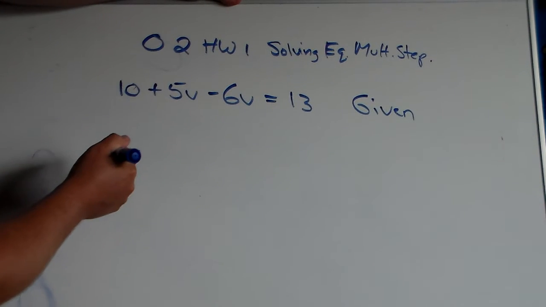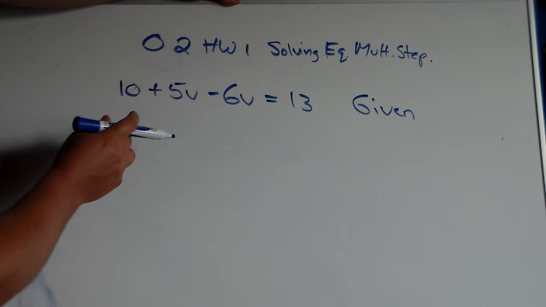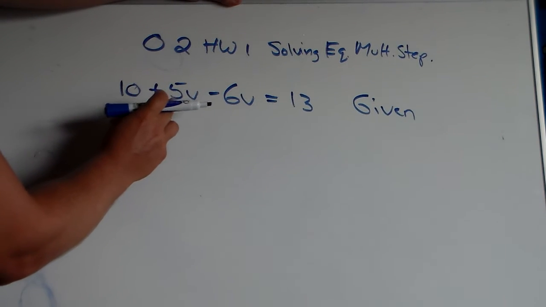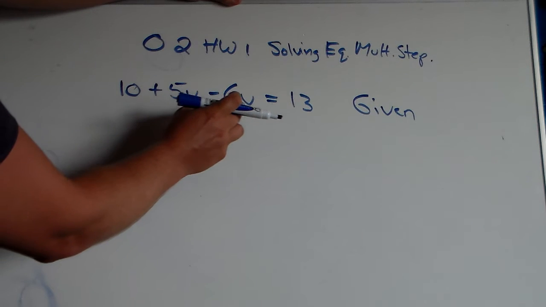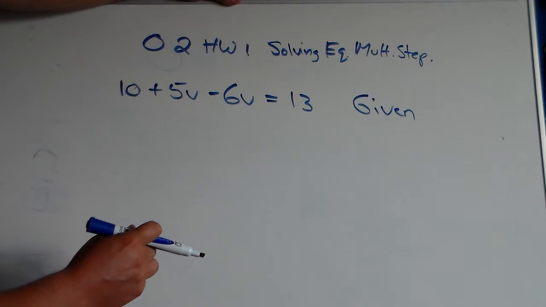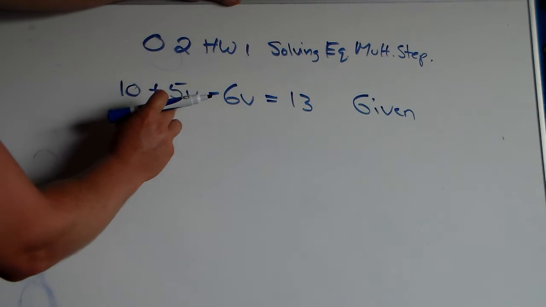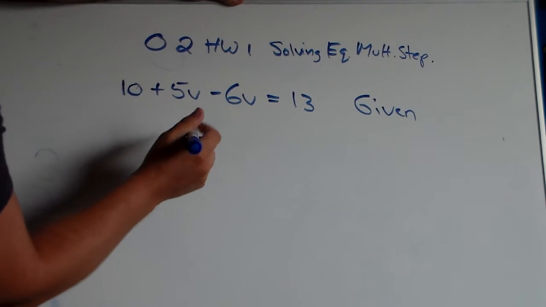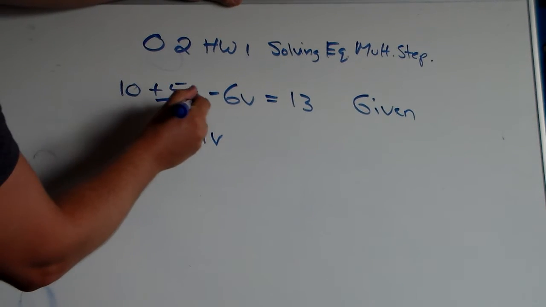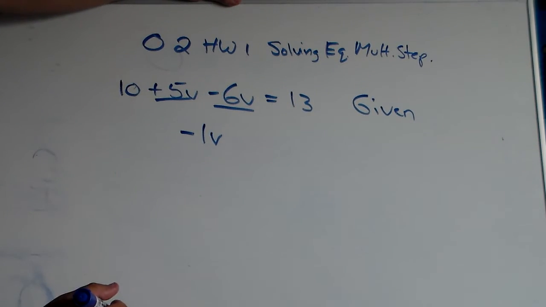First we look on the left-hand side. Is there any terms that we can combine? Turns out we have a plus 5v and a minus 6v, and they're both to the same power. So we can combine these like terms. So positive 5v minus 6v, that gets you negative 1v. So we combine these two terms.